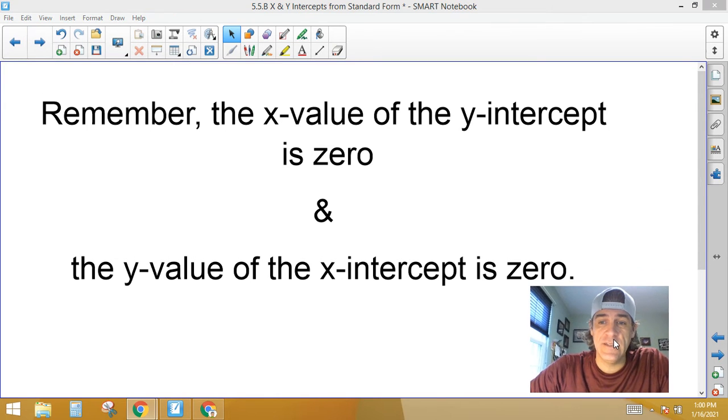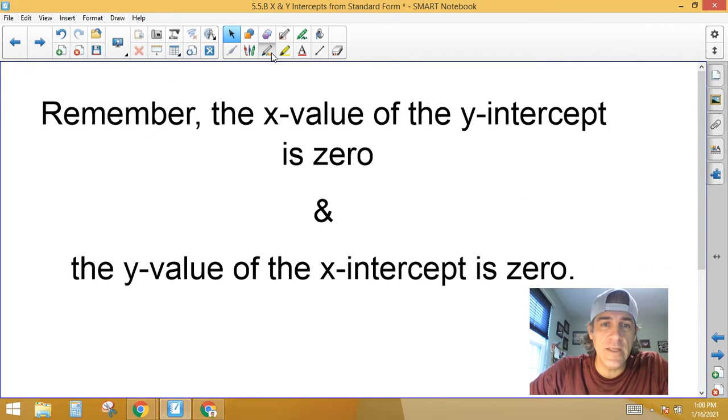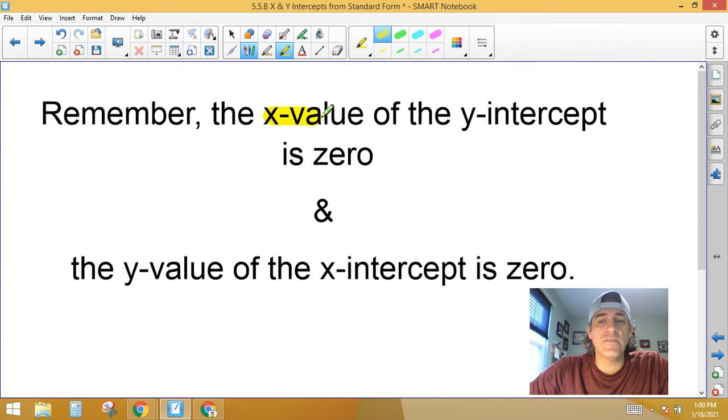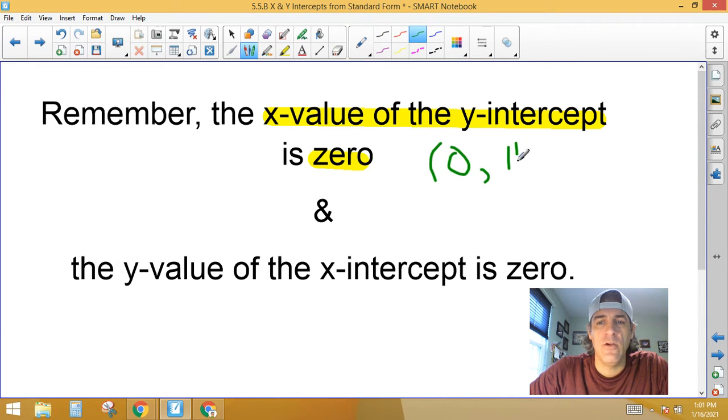So that leads us to this. Please take note of this. The x value of the y-intercept is 0. So if I were to write it as an ordered pair, it would always be 0, comma, your value.